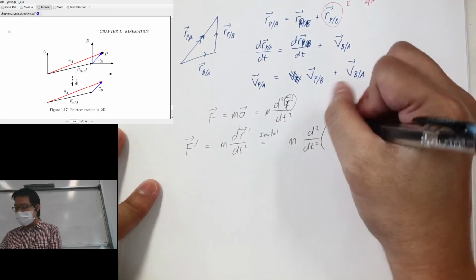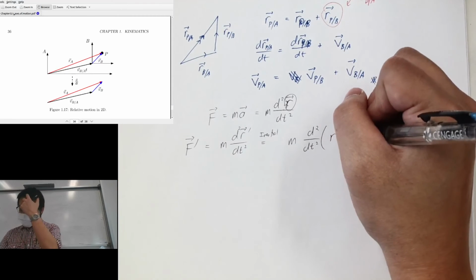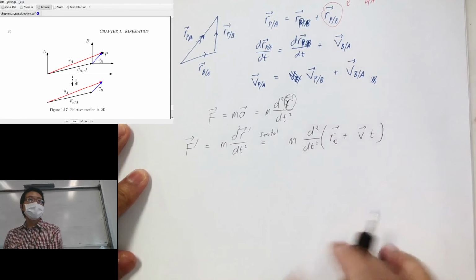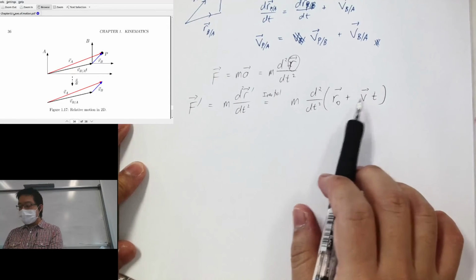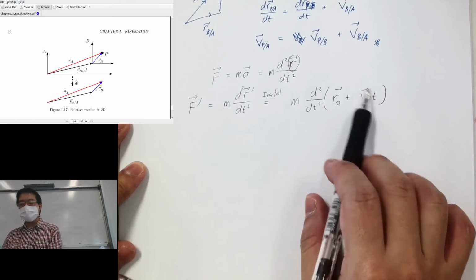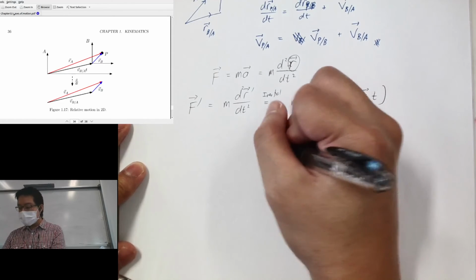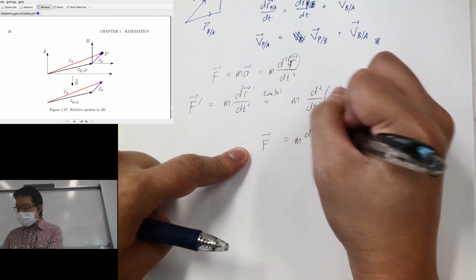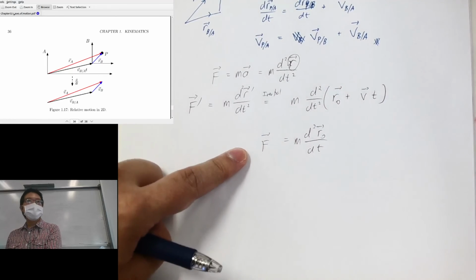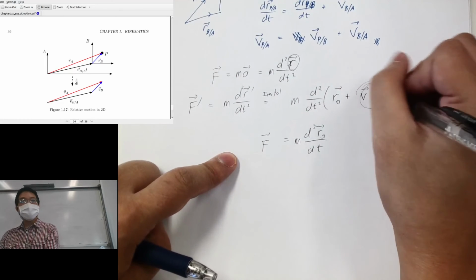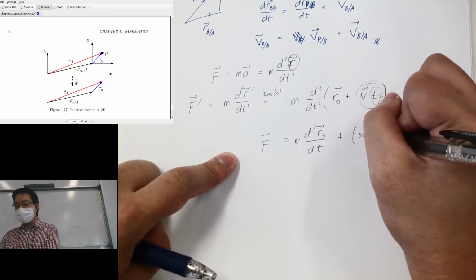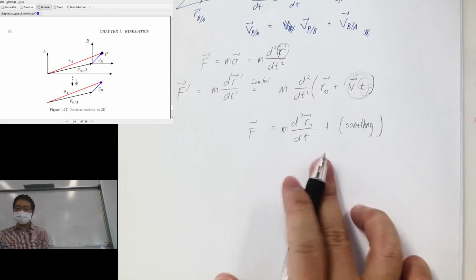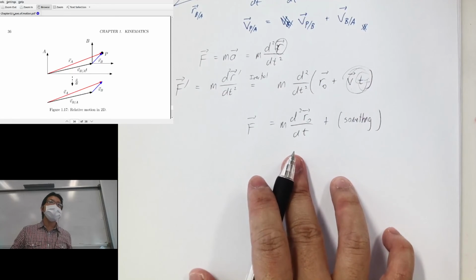Let's say it's the original r, plus vt. If v is constant, then in the second derivative this term will disappear. So in my F prime coordinate system, I'm still going to get d²r/dt². But if v is not constant, I will get something extra here, like a change of variable. So Newton's law does not remain the same between different coordinate systems.